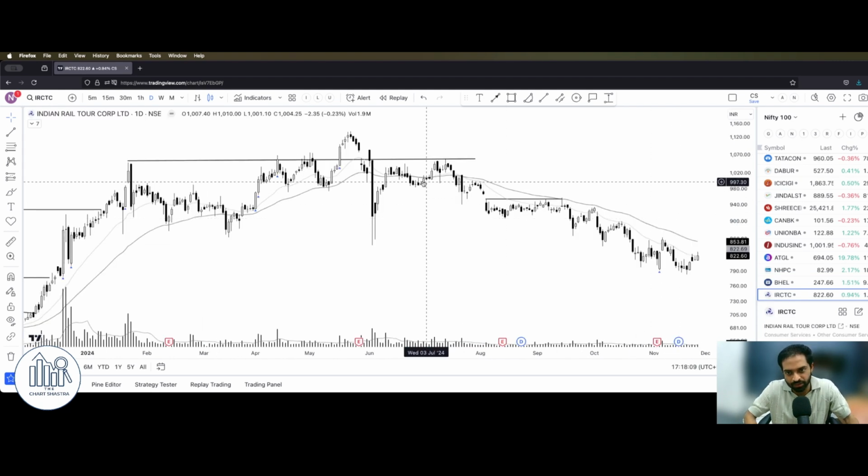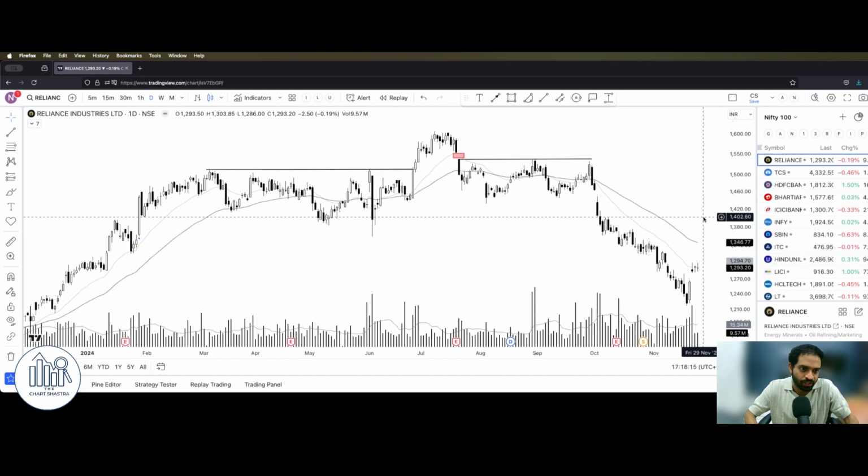IRCTC, again the railway stocks, have done nothing post the budget. You are seeing it is making a series of lower lows and lower lows. So that's it guys, we have reached the end.